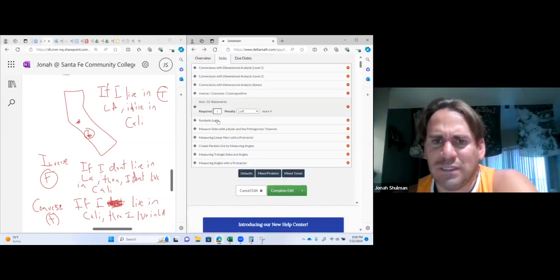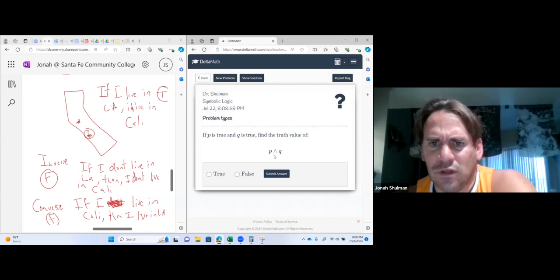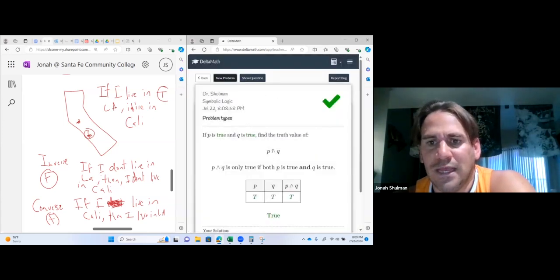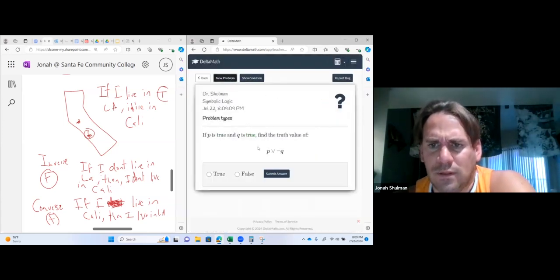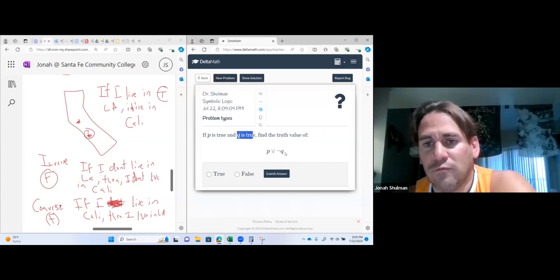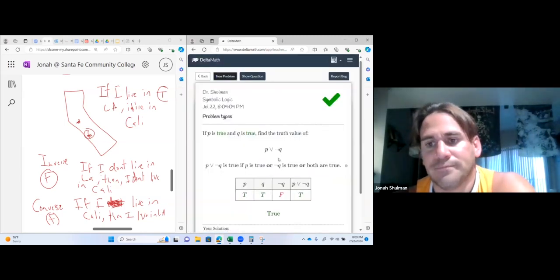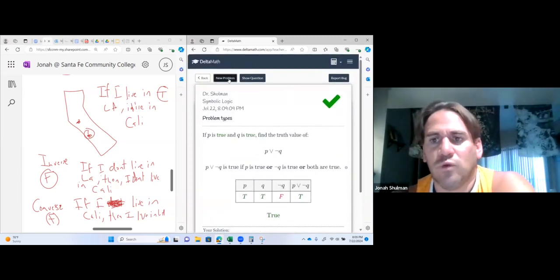So really try to work with this logic. I think it's really useful. If P is true and Q is true, then P and Q is also true. That's what this one means. This is and. We'll do a new one: P or not Q. If P is true and Q is true, then this is true or false, which is still true. True or false is true. We'll do one more just for fun.